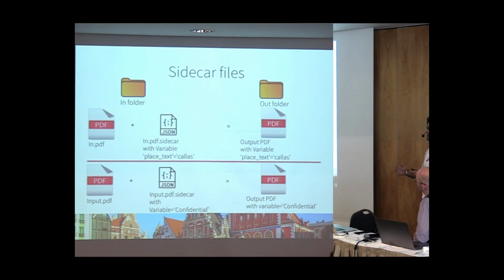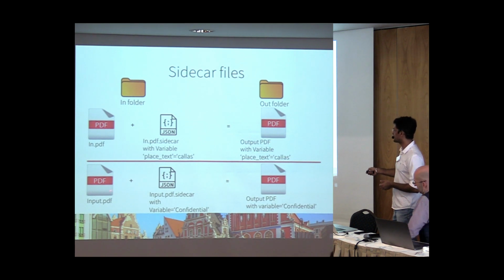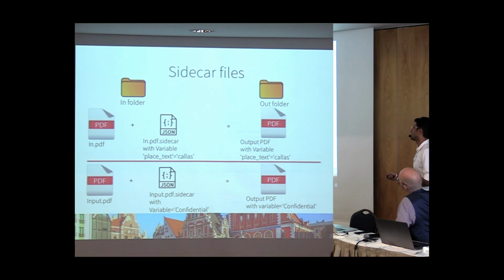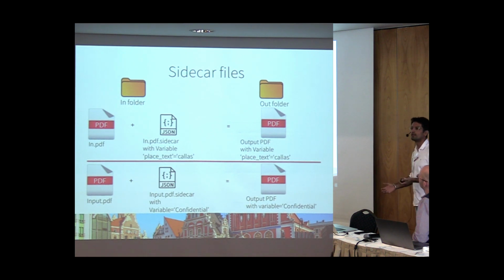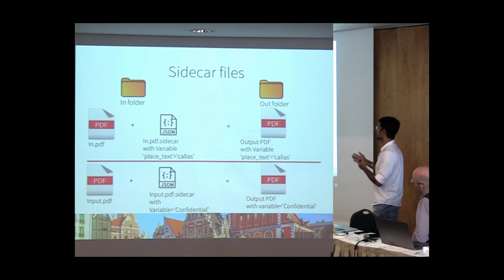So just a more pictorial representation. I have my in folder here. I have in.pdf. I place in.pdf.sidecar with the variable callas in my in folder. The output that I will have has the variable callas. I have a second PDF input.pdf, and I have a sidecar input.pdf.sidecar with the variable something else, confidential in this case, and my output PDF will have the variable confidential. So you can play around with different PDFs with different variables. So that's how you use sidecar files.